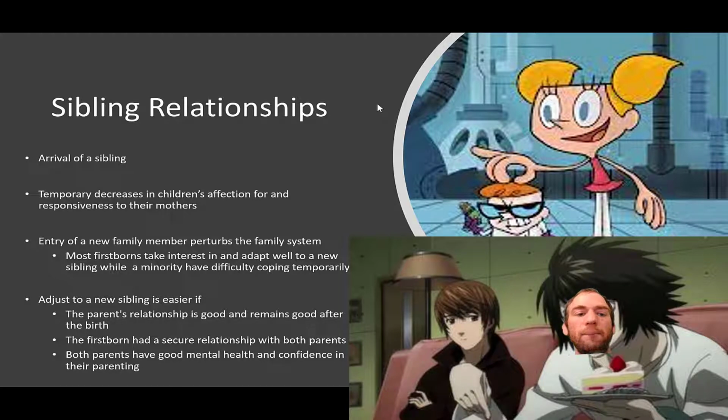But in general, most firstborns adapt well to the arrival of new siblings.